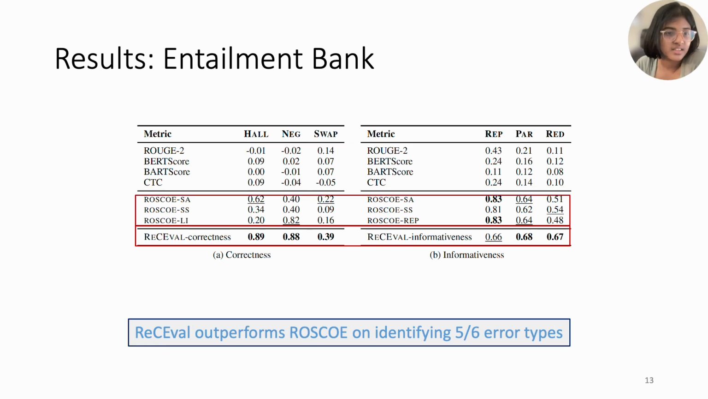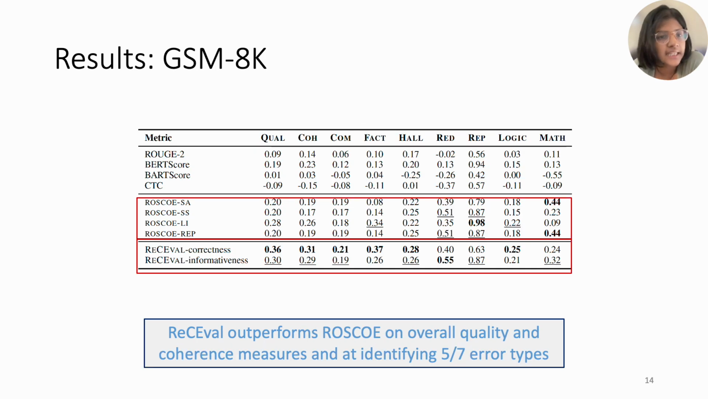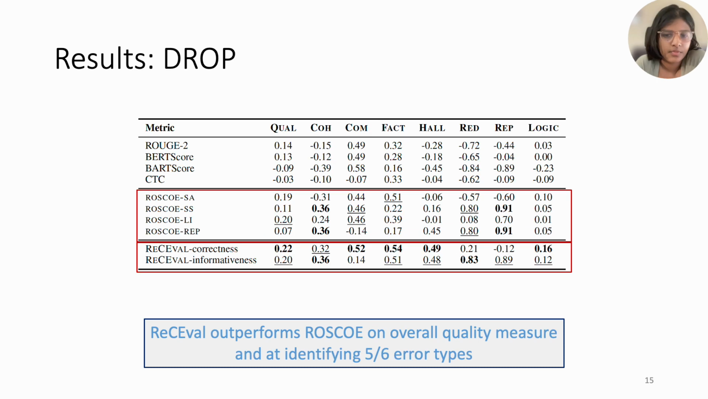For each dataset, we present Somers' D correlation for specific error types represented by the columns. Next, on the same dataset, ReCEval outperforms ROSCOE on identifying 5 out of 6 error types. Consistently, on GSM8K, we find that ReCEval beats all text generation baselines. Also, ReCEval outperforms ROSCOE on the overall quality and coherence measures in the first two columns, as well as at identifying 5 out of the 7 error types. Once again, on the DROP dataset, ReCEval outperforms ROSCOE on the overall quality measure and at identifying 5 out of the 6 error types.